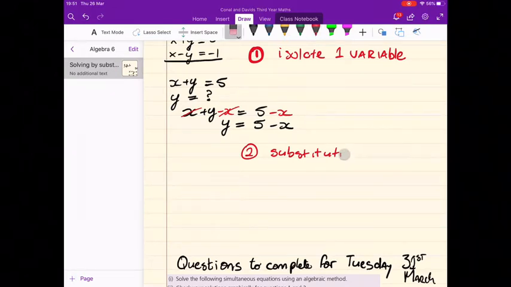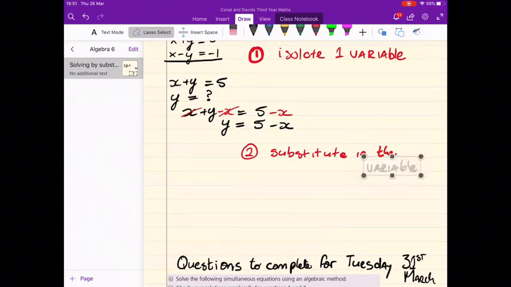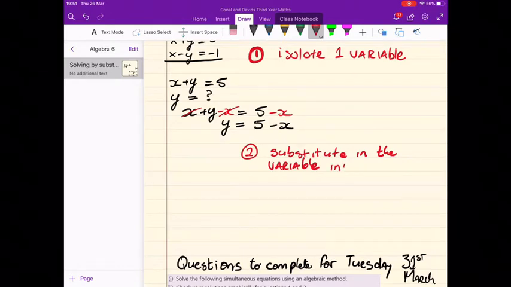Now, when we use substitution, we need to use brackets. So our variable is y is equal to 5 minus x, and I need to substitute that into the other equation. So it's substitute in the variable into the other equation.